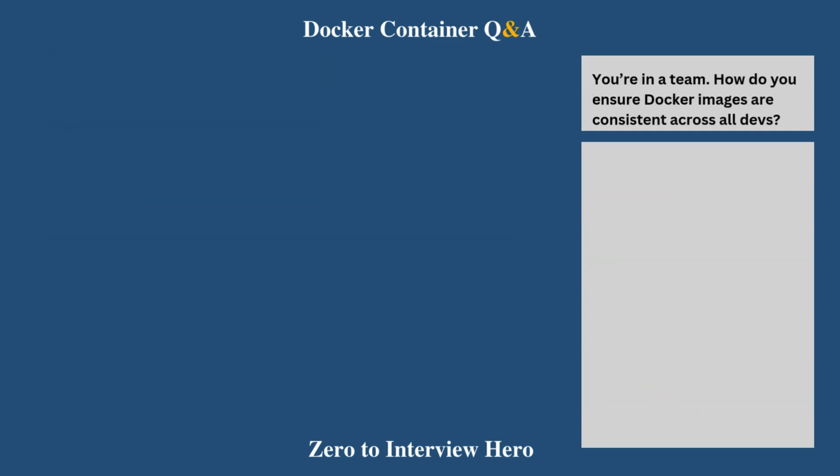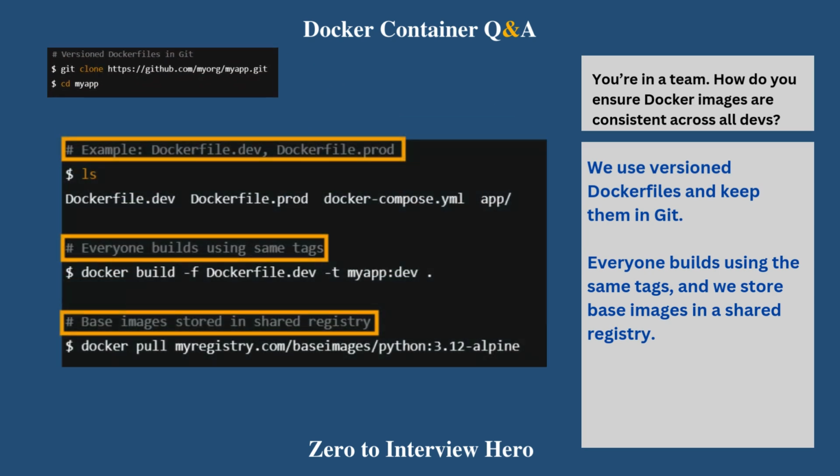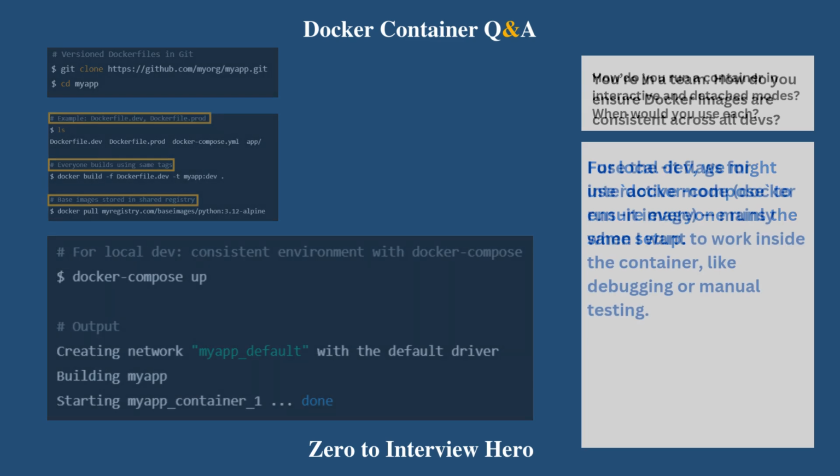Moving on with our next question. You are in a team. How do you ensure Docker images are consistent across all devs? Here's how you can respond. We use versioned Dockerfiles and keep them in Git. Everyone builds using the same tags, and we store base images in a shared registry. For local dev, we might use Docker Compose to ensure everyone runs the same setup.